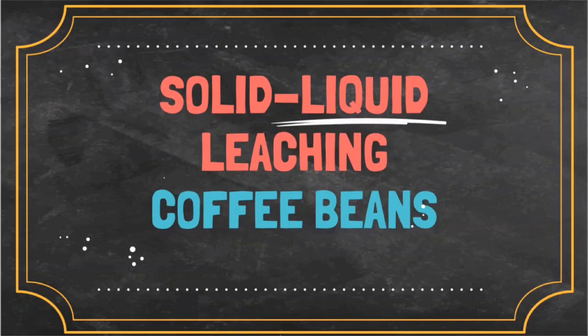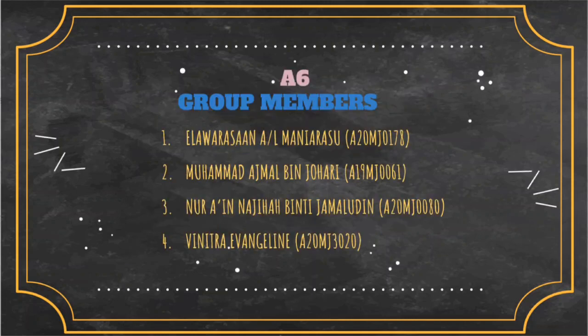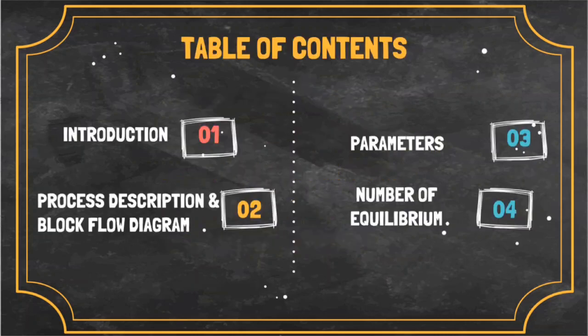Hello everyone, we are from Section 1, Group A6. We are going to present our project on solid liquid leaching of coffee bean. This group consists of 4 members: Ella Warasan anak lelaki Mania Rasu, Muhammad Ajmal bin Johari, me myself Noaina Jiha binti Jamaluddin, and the last one is Winitra Evangeline.